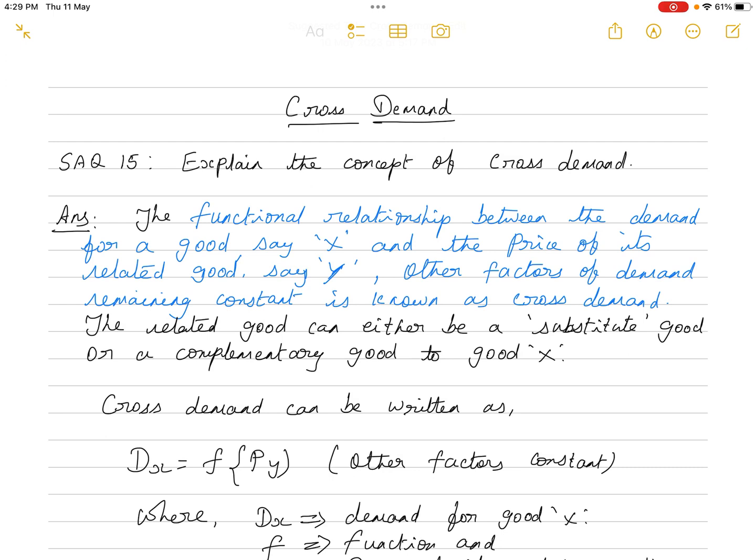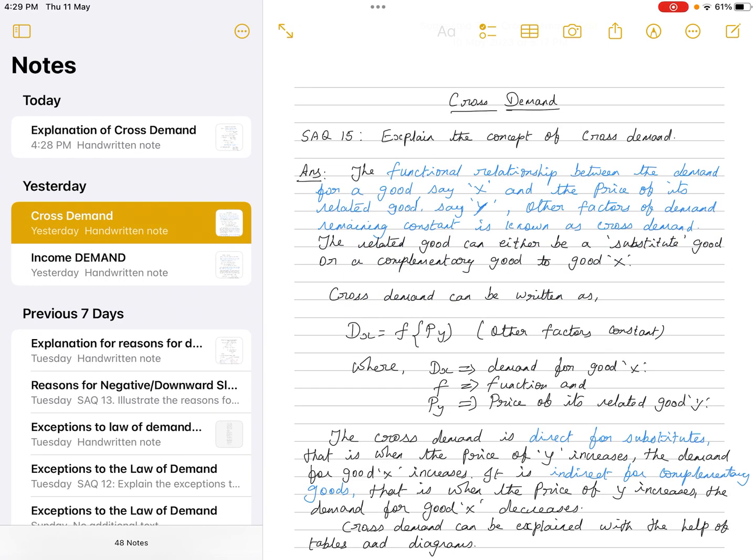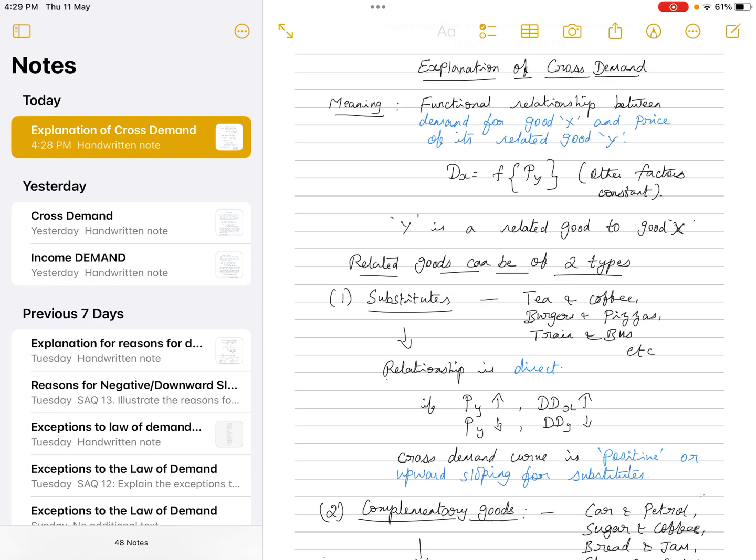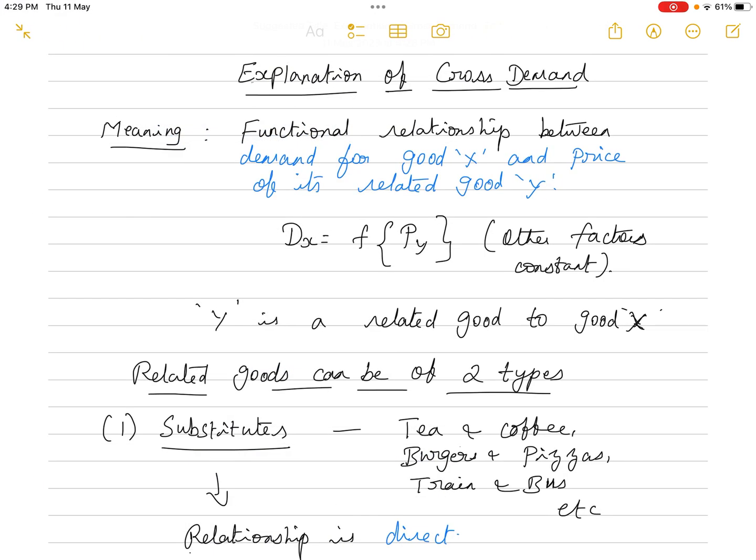In today's class, we will check out the next 5 marks question, cross demand. SAQ 15: explain the concept of cross demand. Let me briefly explain what cross demand is. What is the meaning of cross demand? It is the functional relationship between demand for good X and price of its related good Y.